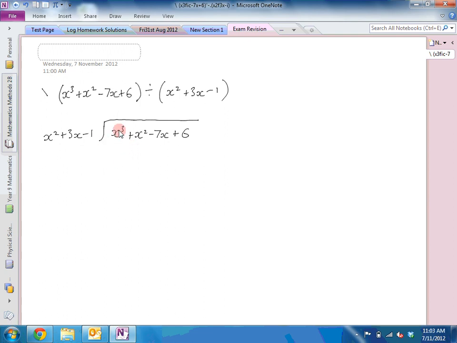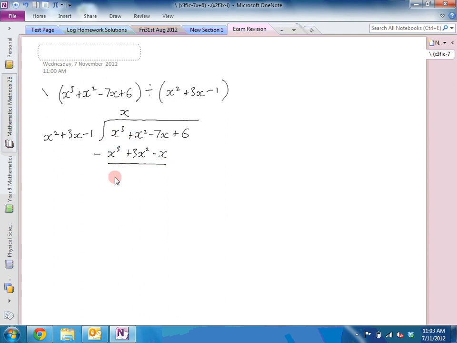Okay, so now we just look at the first term, the x cubed. X cubed divided by x squared is x. And now we go through our multiplication. X times x squared gives me x cubed. X times 3x gives me plus 3x squared, and x times minus 1 gives me minus x. Draw a line under there.